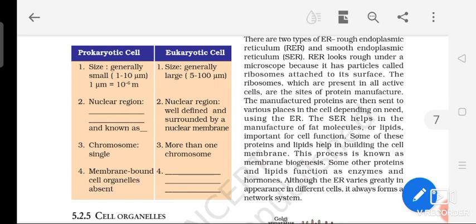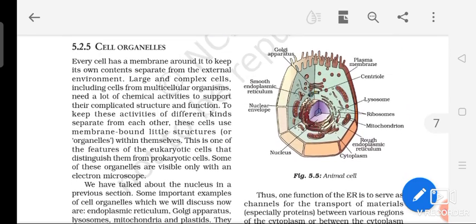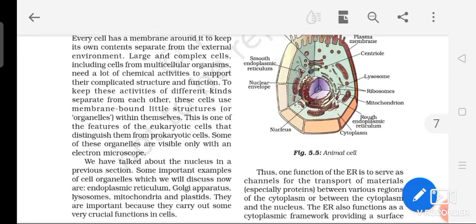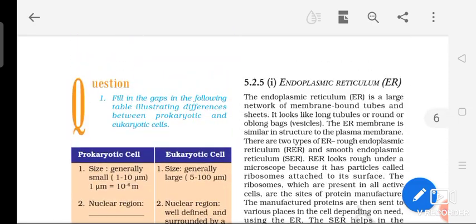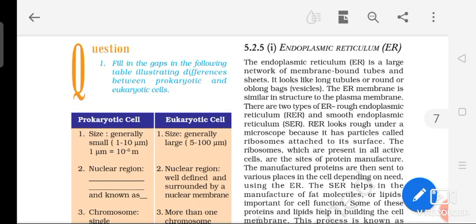Membrane bound cell organelles are absent in prokaryotes, and in the eukaryotes membrane bound cell organelles are present. Many cell organelles are present inside the cell which perform many functions and help the cells to perform their function.